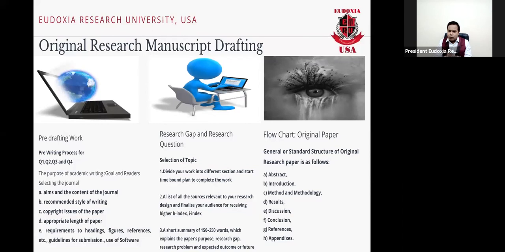Now the question: what is the pre-writing process? Before writing, we have to do something. If you want to have your publication, particularly in a Scopus journal, say Q1, Q2, Q3, or Q4, you have to adopt some steps. You will meet some people who have 80, 90, maybe 110 publications. Is it necessary to have 100 plus publications? The answer is no.